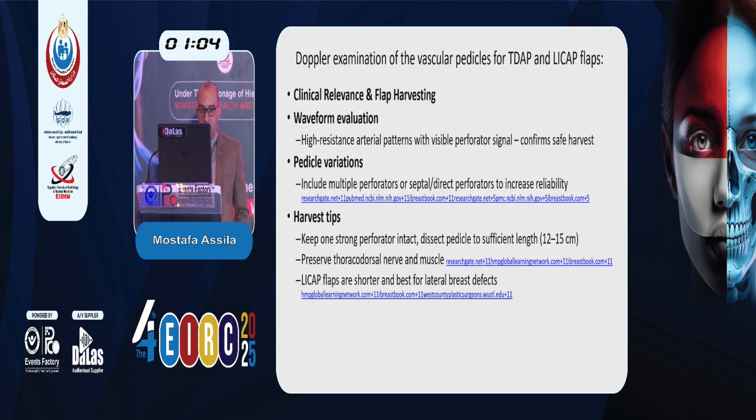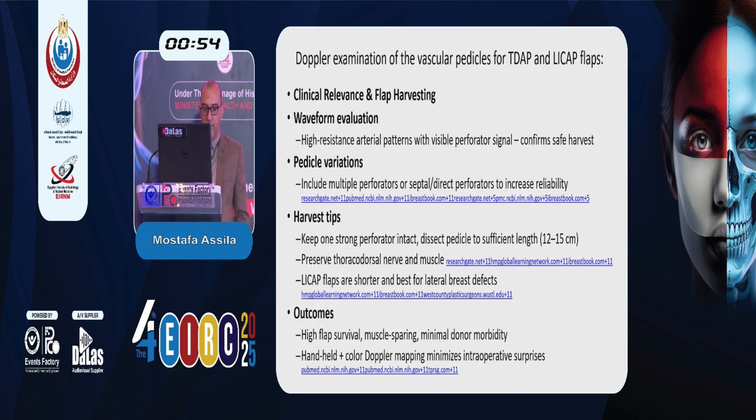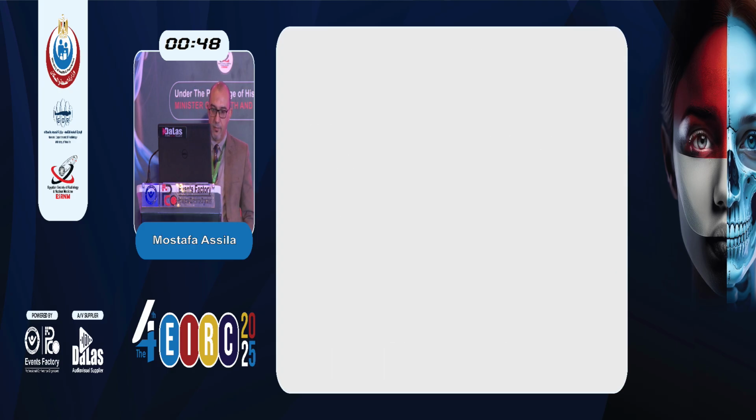Presence of the thoracodorsal nerve and muscle is to be preserved. Lateral intercostal artery flaps are shorter and best for lateral breast defects. Outcomes: high flap survival, and handheld color Doppler minimizes intraoperative surprises.